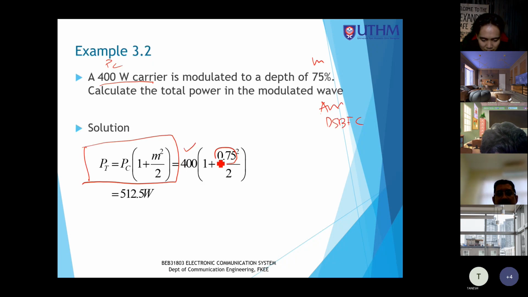So be careful, kalau lihat di sini kelas dia berikan 75%, you kena masukkan 0.75 bukan 75. Remember the value that you need to put inside the equation is not the percentage but the absolute value, 0.75. But 0.75 you darabkan dengan 100% baru you dapat 75%. So ini pun pelajar sering melakukan kesilapan cuai. Okay. So jawapannya di sini adalah 512.5 watt. Okay.